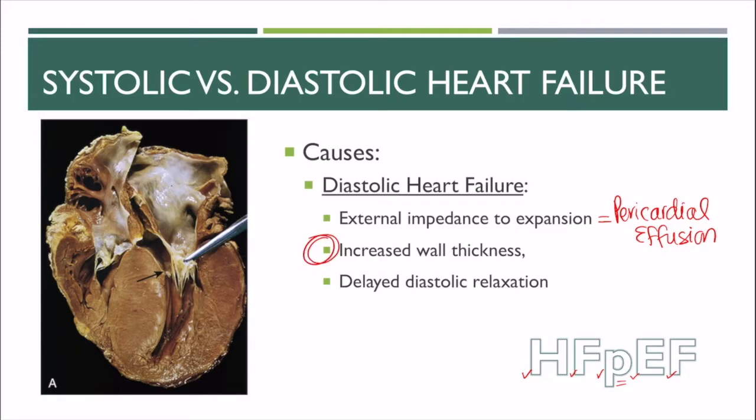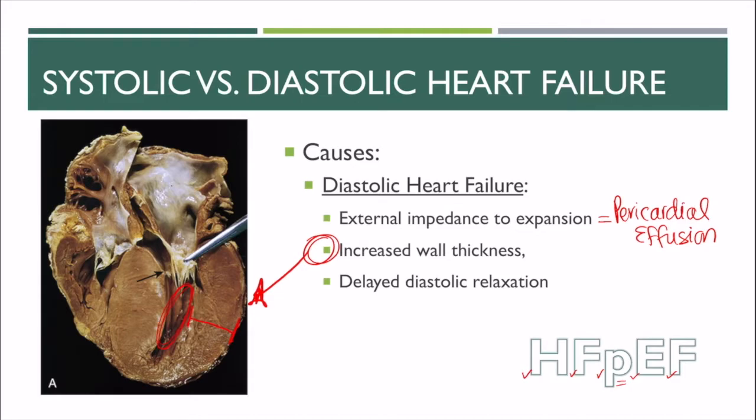Increased wall thickness is what we see here in the picture on the slide. You can see the size of that ventricular wall is so big that it narrows the available volume of the ventricle. So increased wall thickness or cardiac hypertrophy can lead to diastolic heart failure because of a decreased ability to fill because there just isn't space. The whole space of the heart's taken up with the size of the wall.